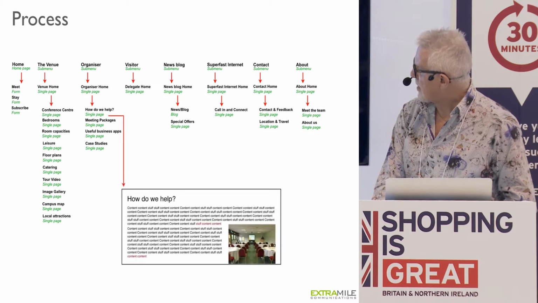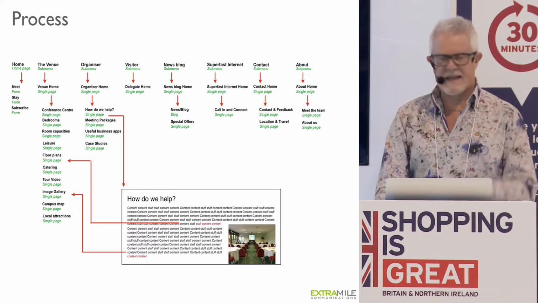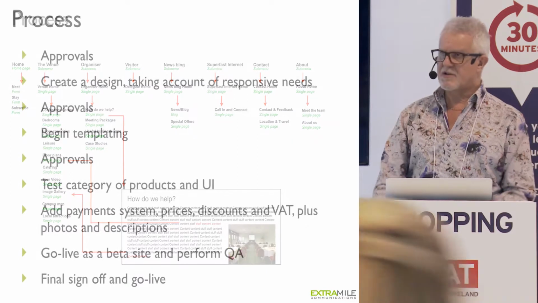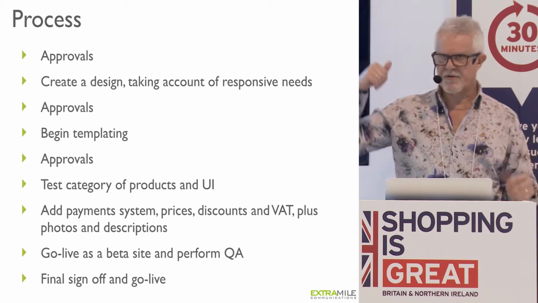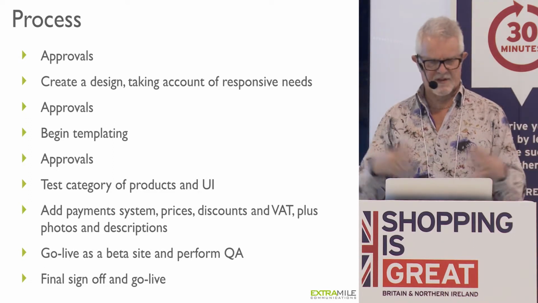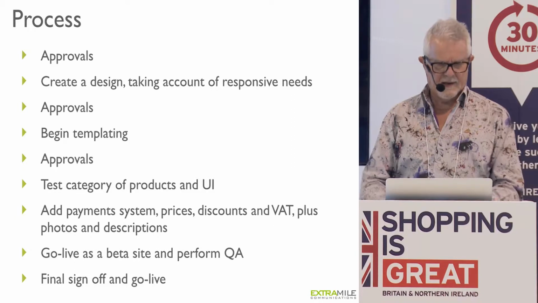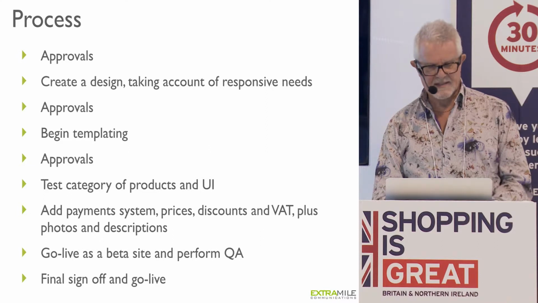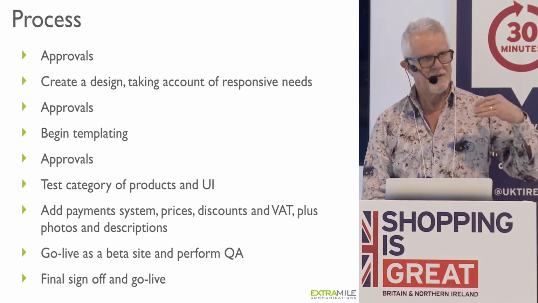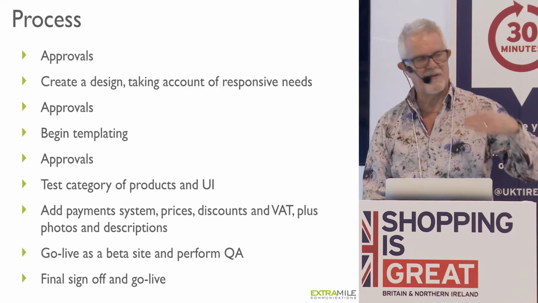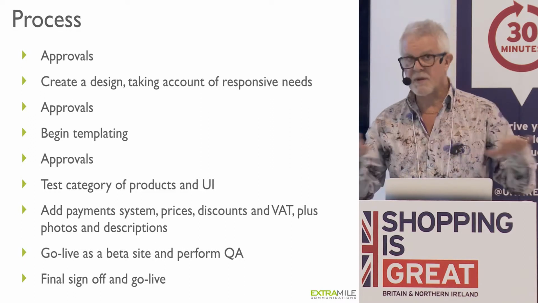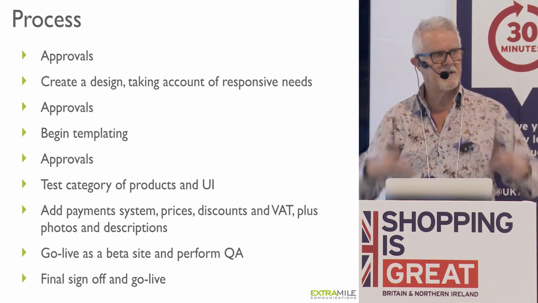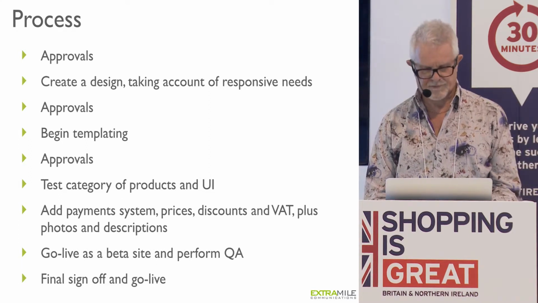So all of that context, all of that content, getting that all working well, helps you lead into the process where you go through the stages of website development, the approvals, the design, the templating. See all these approvals at each stage. The test category of products, all the things that you do before you go live, not with a multilingual site, you're going live with an English website, and then you're adding the multilingual component on the top.